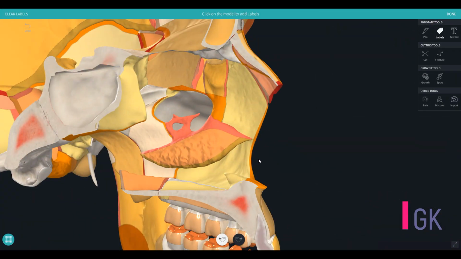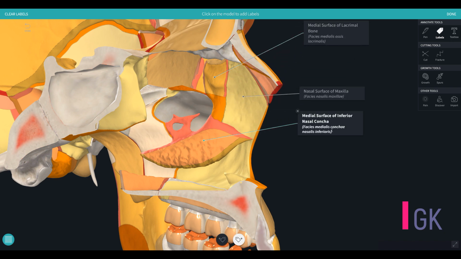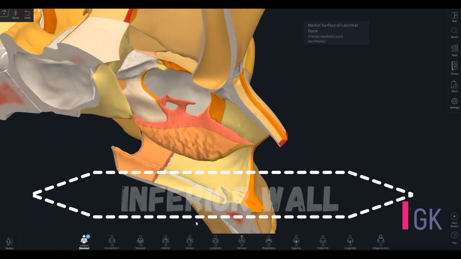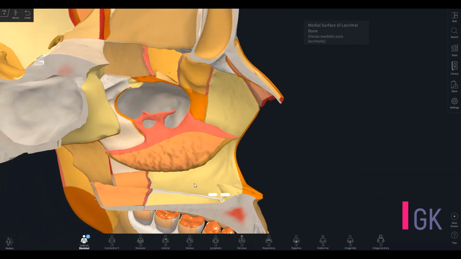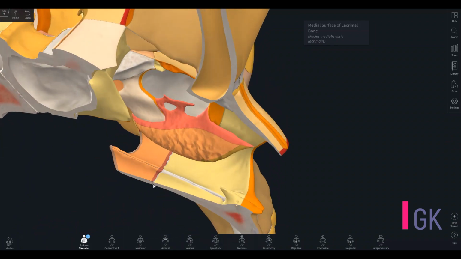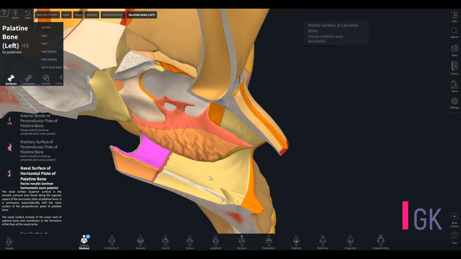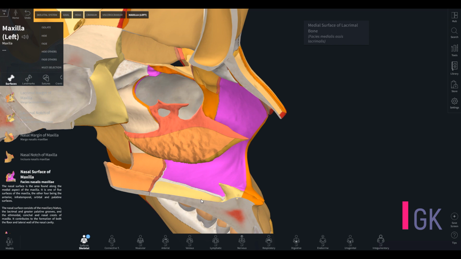First of all, it is the nasal surface of the maxilla, the lacrimal bone, the medial surface of the inferior nasal concha, and the nasal surface of the perpendicular plate of the palatine bone. The next wall is the inferior wall, which is formed by the bones which also form the hard palate. It is the horizontal plate of the palatine bone and the palatine process of the maxilla.